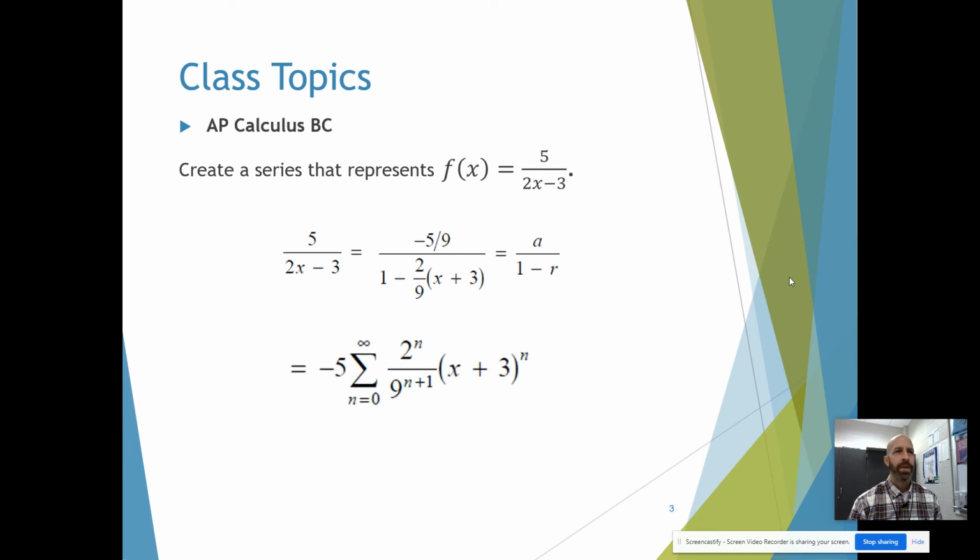So now we can use that information to write the following power series for the function 5 over 2x minus 3. Notice that this is an infinite series, so we need to be concerned with its interval of convergence, which in this case turns out to be negative 15 over 2 to 3 over 2. In other words, this power series will be convergent as long as the x value that you choose is between those two values.